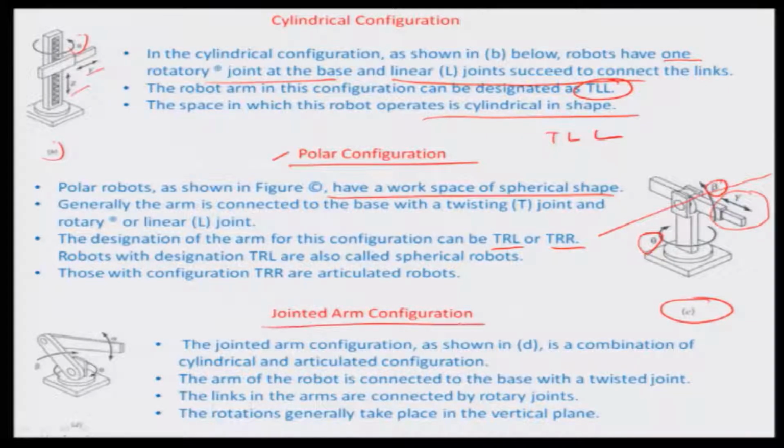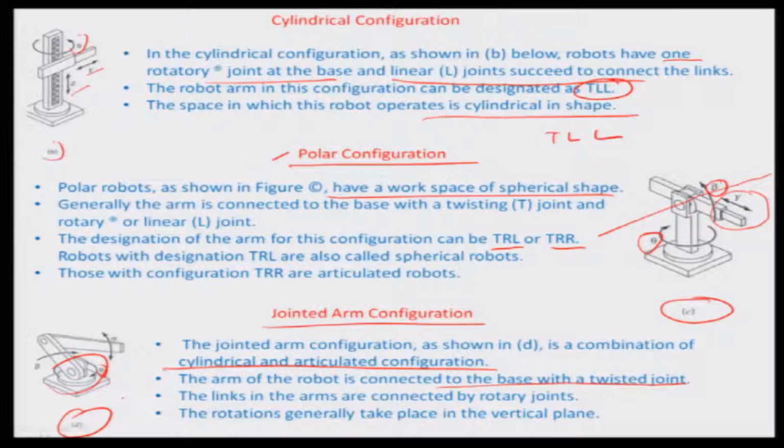Obviously, you also have jointed arm configurations as shown in D, which is a combination of cylindrical and articulated configuration as illustrated here. The arm of the robot is connected to the base with a twisted joint, as you can see here, right about in this particular portion. So, you have this mechanism which twists about the angle theta, okay, about the vertical axis.